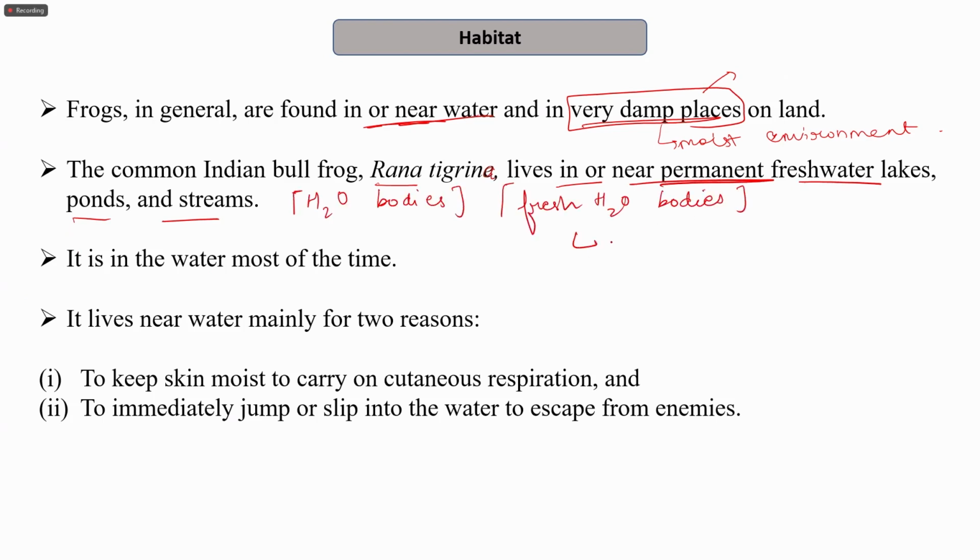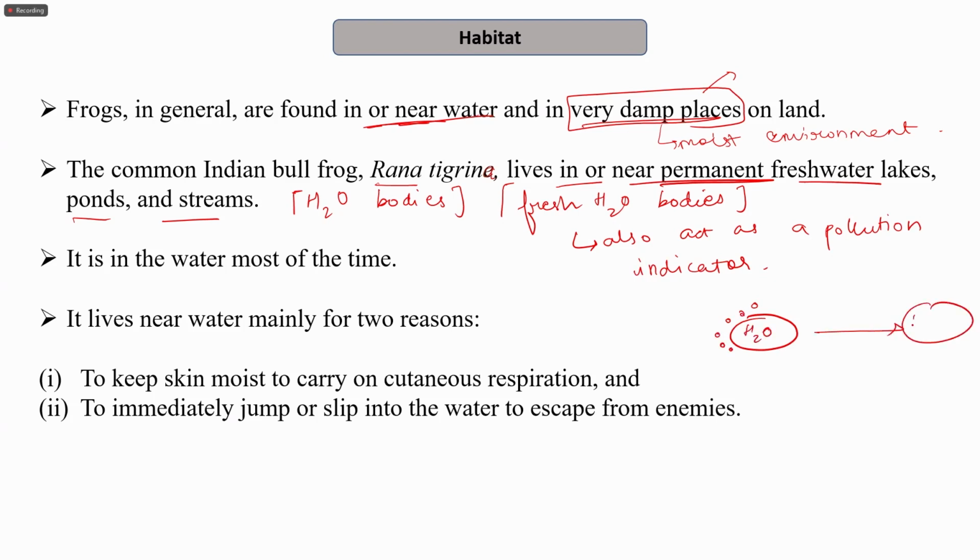So we may say that they may also act as a pollution indicator. How? Suppose at one point of time there are a lot of frogs present near this water body, but due to pollution this water gets polluted. So the number will reduce, because the common Indian bullfrog is usually found in or near freshwater lakes, ponds, or streams. Therefore, they may act as a pollution indicator. Due to the pollution, their number will decrease.